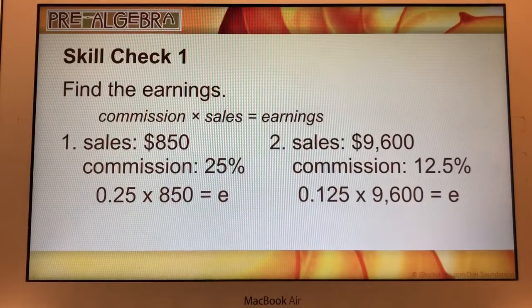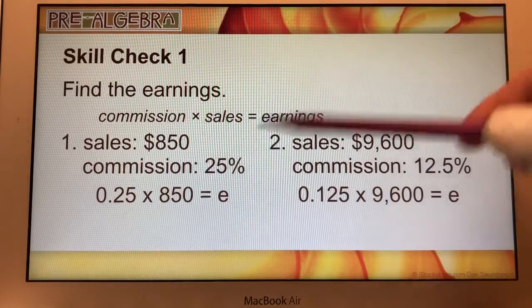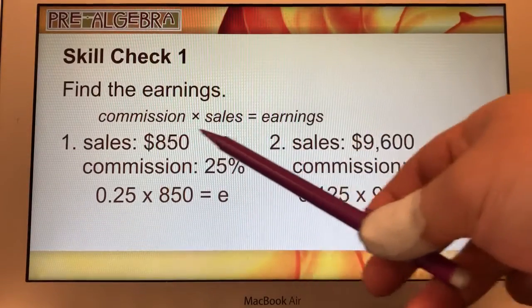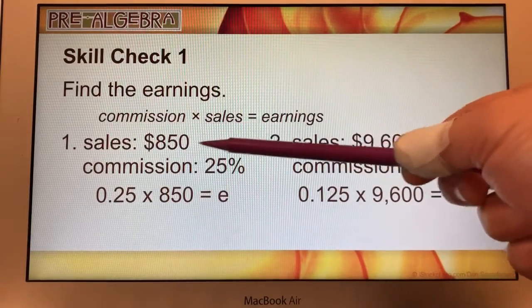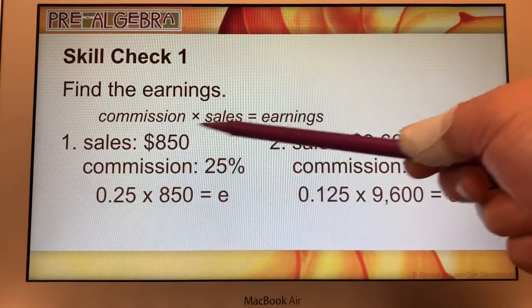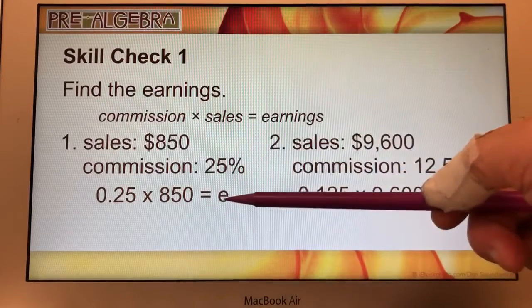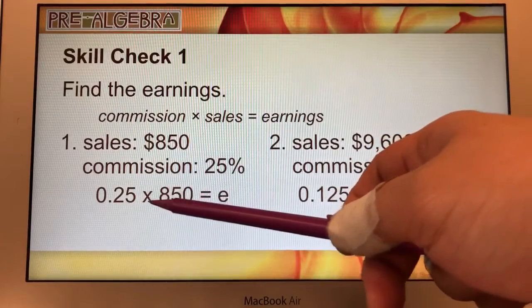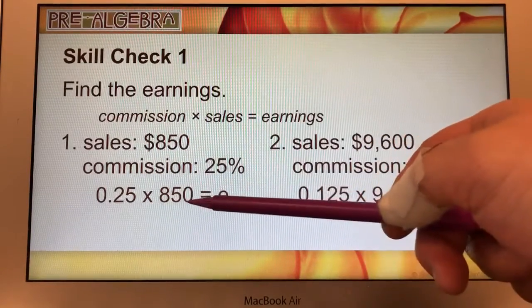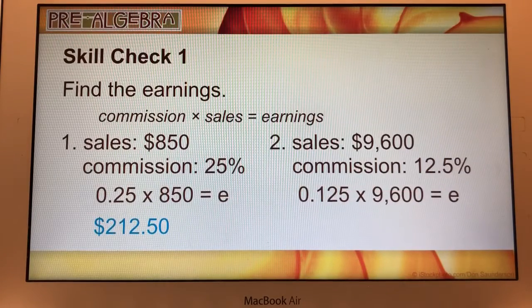All right, now let's take a look at a couple of examples here. To find the earnings, remember our formula: commission times the sales equals the earnings. So let's suppose we have a sales of $850. The commission is 25%, and you want to find the earnings. So you convert your 25% to 0.25 times $850. That's going to equal the earnings. So how much is the earnings? $212.50.